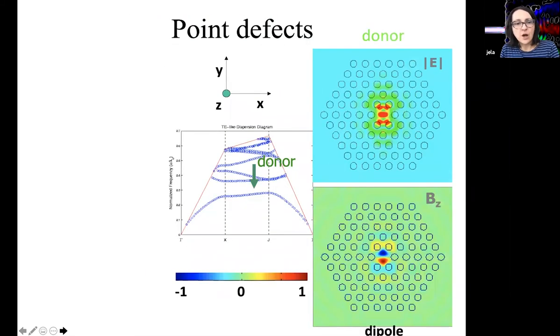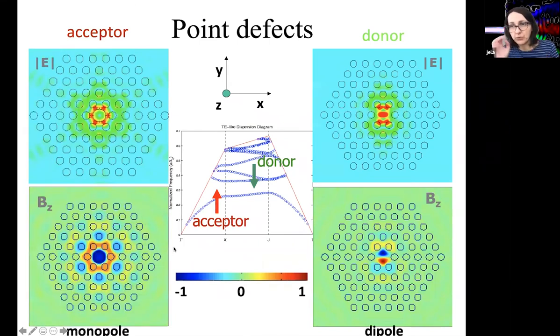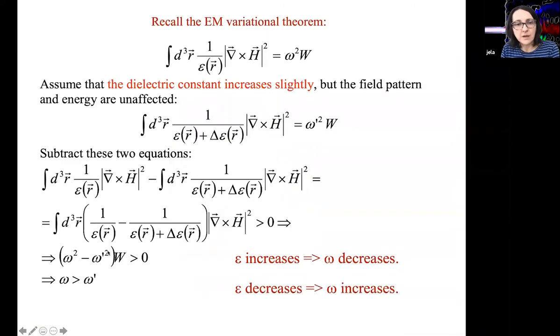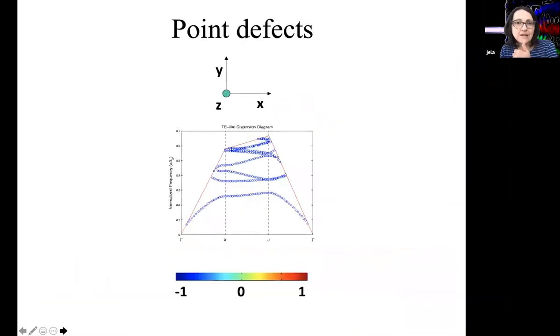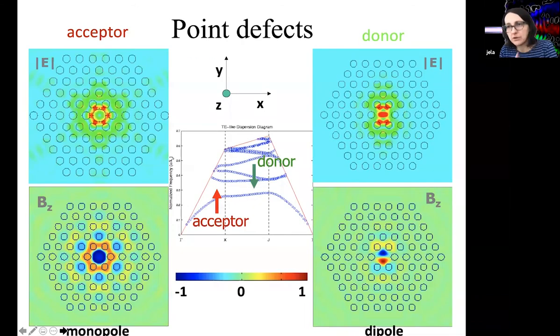Of course, if you go in the opposite direction, if you increase the overlap with low index, how do you increase the overlap with the low index region? You make holes bigger, one or more holes, right? So let's say you just simply make the central hole bigger. What does that do? That's an increase in overlap with the low index region. If you go back to variational theory, increasing the overlap with low index would push frequency up, okay? So you slowly start pulling your photonic bands up, right? And that happens to both the air and dielectric bands.